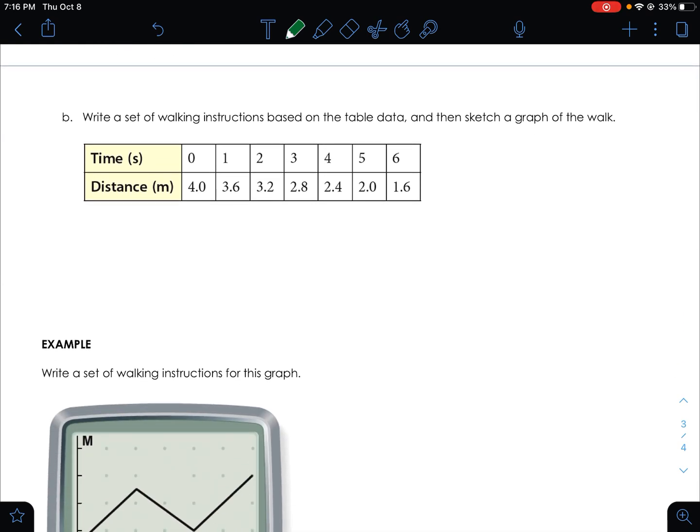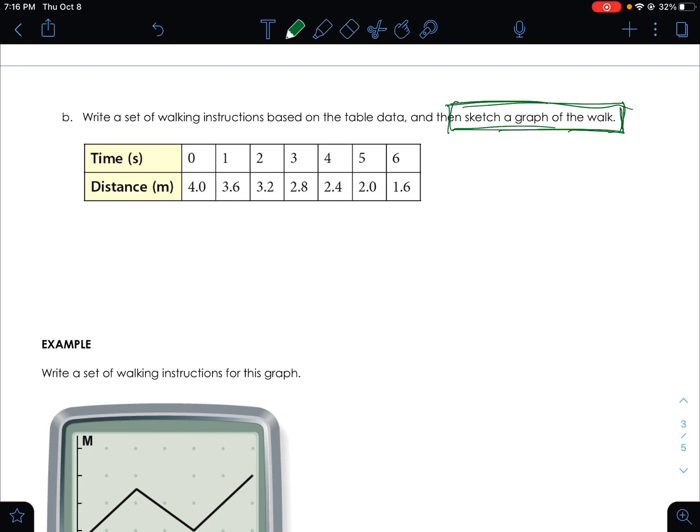Next, it says write a set of walking instructions based on the table data and then sketch a graph of the walk. We're not going to sketch the graph here. I think with all these examples, you probably have figured this out on how to sketch the graph. You would just plot these points on the XY axis.